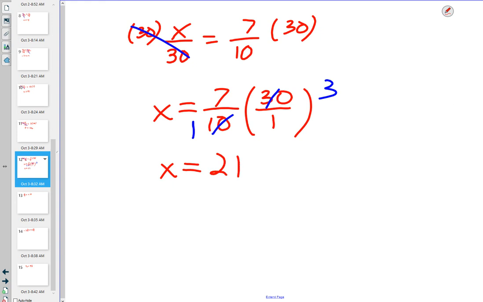I reduced first. 30 and 10 can both be divided by 10. If any number on the top has a common factor with any number on the bottom, you can divide. So what's 10 divided by 10? 1. What's 30 divided by 10? 3. So if you can understand that part of it, well, now what's 7 times 3? 21. Then you go, wait, what happened to the fraction? Okay, well, what's up on the bottom? What's 1 times 1? What's 21 over 1? Just 21.